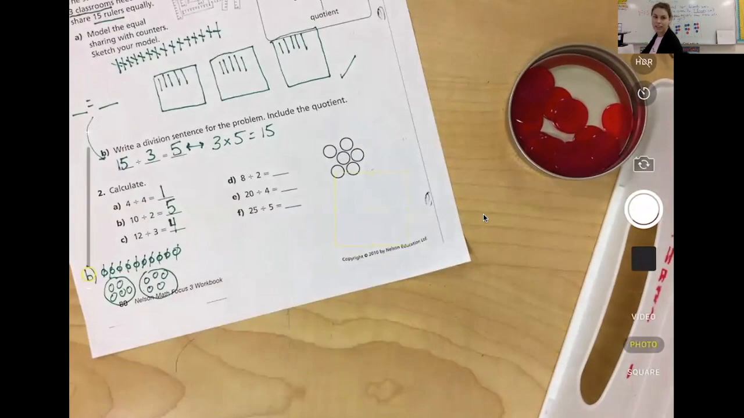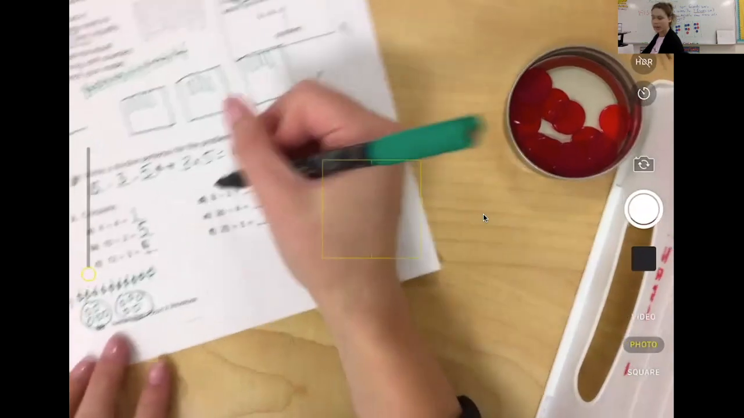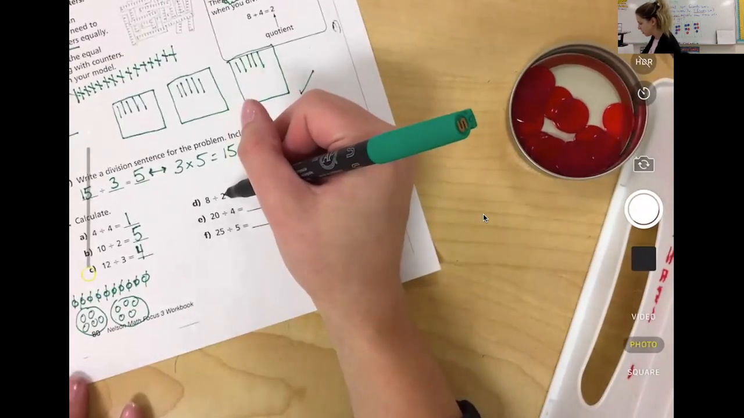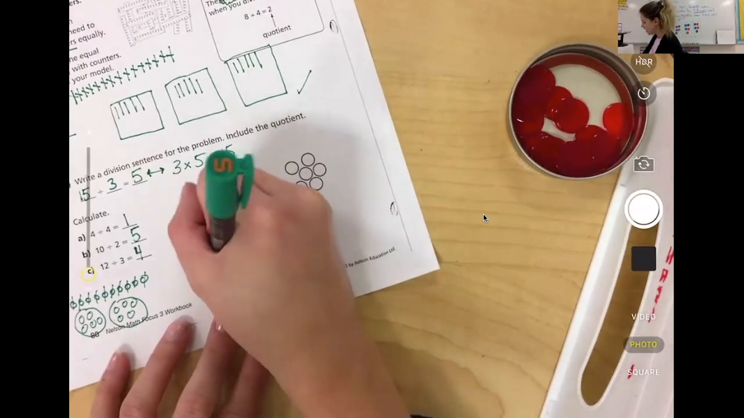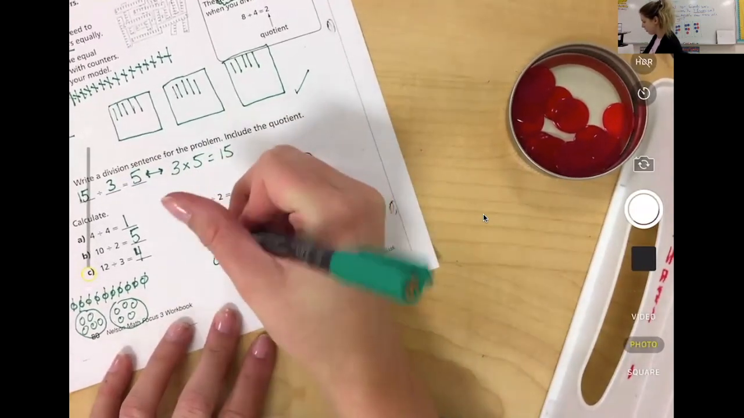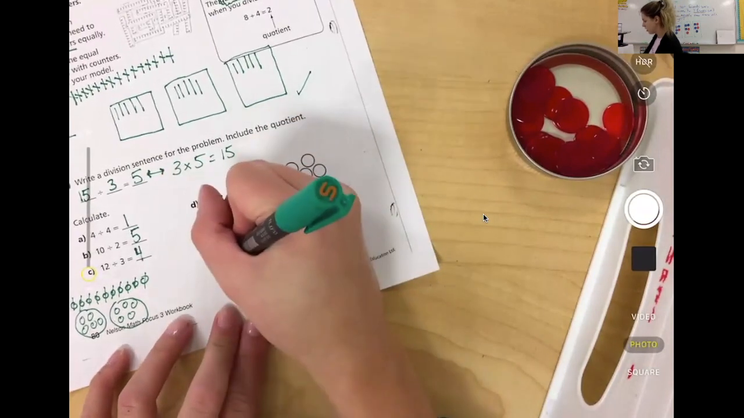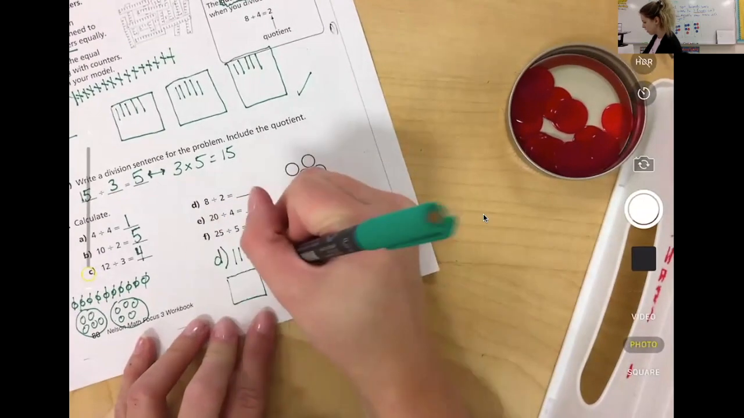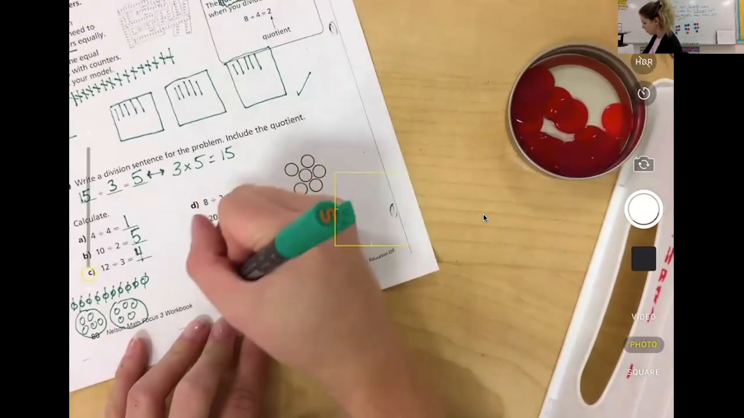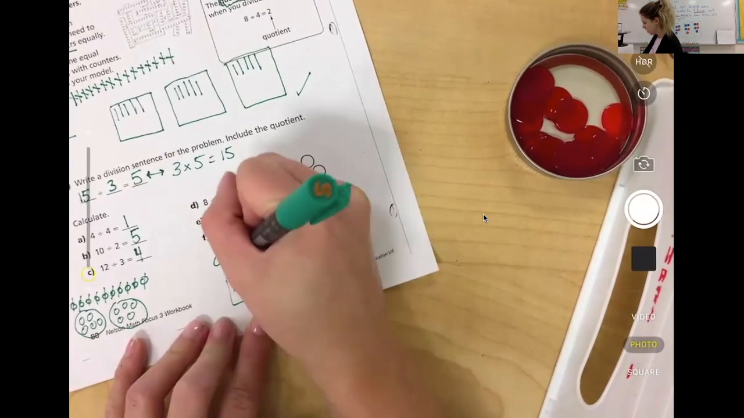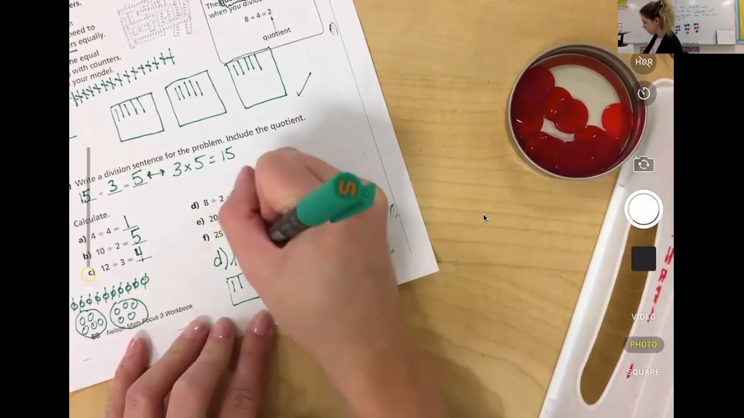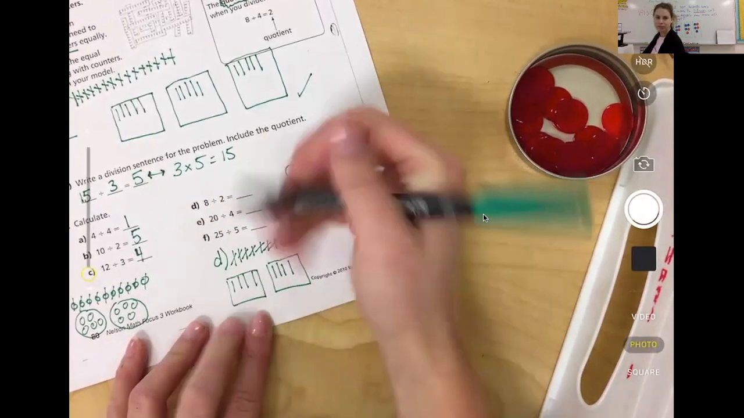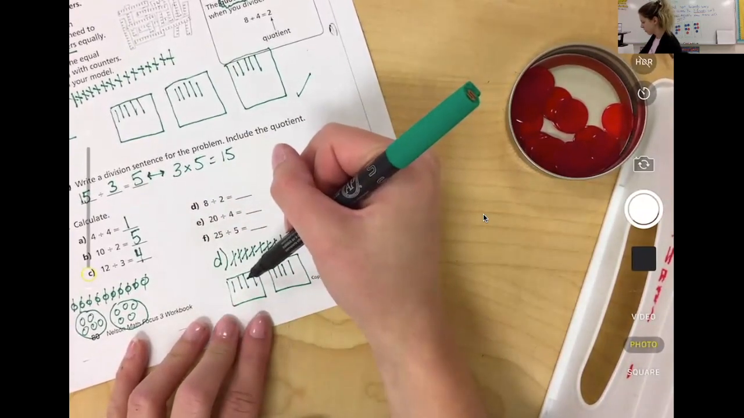Now I have 8. Let's look at this. 8 divided by 2. So I have, this is D. I'm going to do my D picture down here. I have 8 as my big number. 1, 2, 3, 4, 5, 6, 7, 8. Divided into 2 groups. So 1, 1, 1, 1, 1, 1, 1, 1. How many do I have in each group? 4. Good.